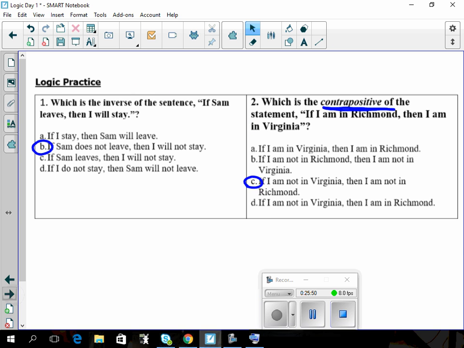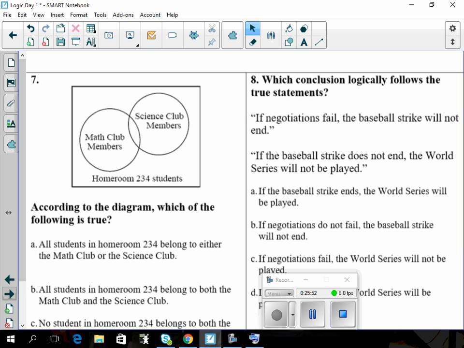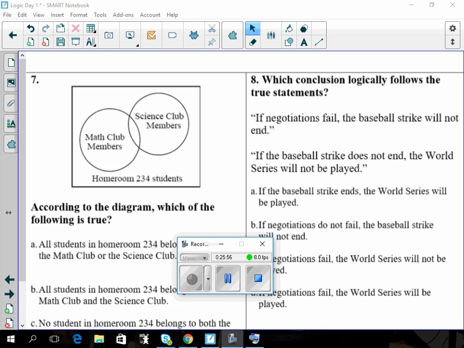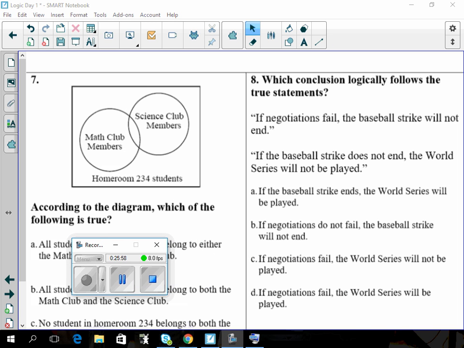How do they feel? Let's practice. Go ahead and look at logic, practice number 8. Okay? We have a whole bunch of words. I want you to see if you can figure out which one is going to be the valid conclusion. Okay? So look at problem number 8 and decide which one should be the valid conclusion.